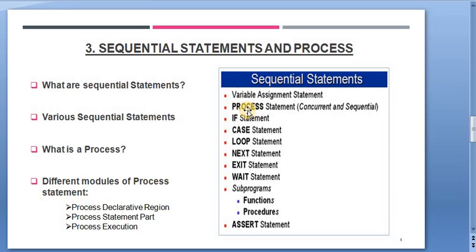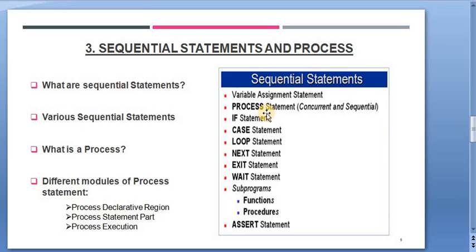Now what is important here is that all the statements between these two lines are considered as part of the process statement. Also we must note that all the statements enclosed by the process are sequential statements, and the order of the execution is the order of the statements in a process statement.